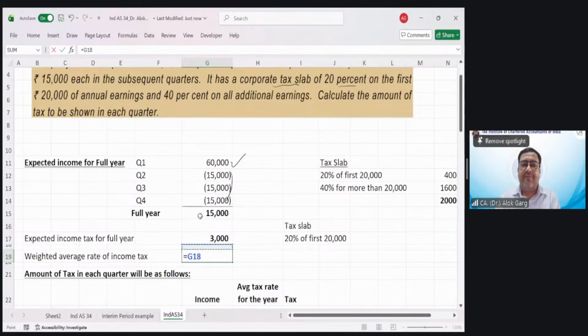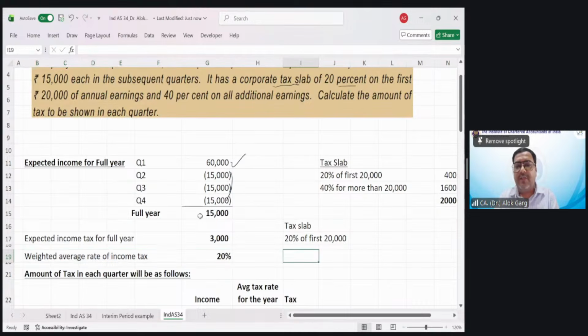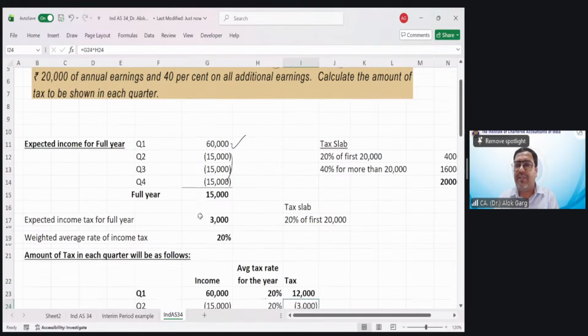So friends, if I talk about my weighted average annual tax rate, it is coming at 20%. That means if I earn 15,000 rupees in the full year, I will pay a tax of 3,000. So what is my weighted average rate of income tax? 20%. So what is the expense which I have to record in every quarter?